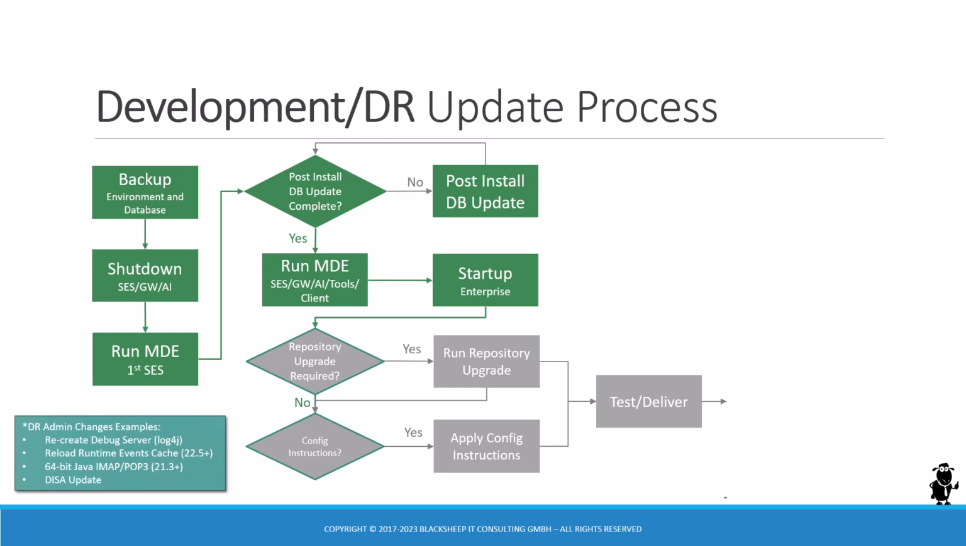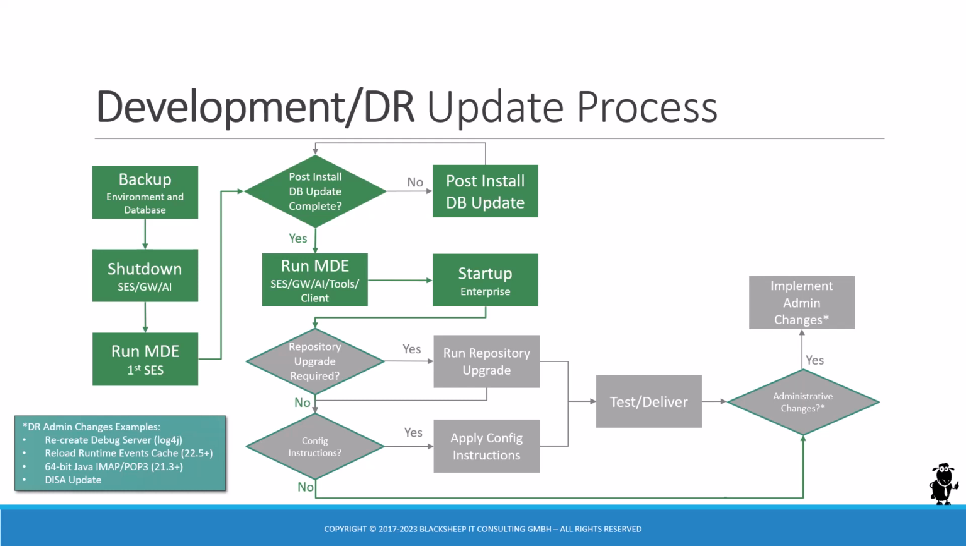Then we are ready to understand the administrative changes on the development environment, which might include checking the debug server, checking for the new 64-bit Java support for IMAP POP3, updating DISA, etc. So if any administrative changes are required, we of course have to execute them, and then we can declare success. The development environment is updated.